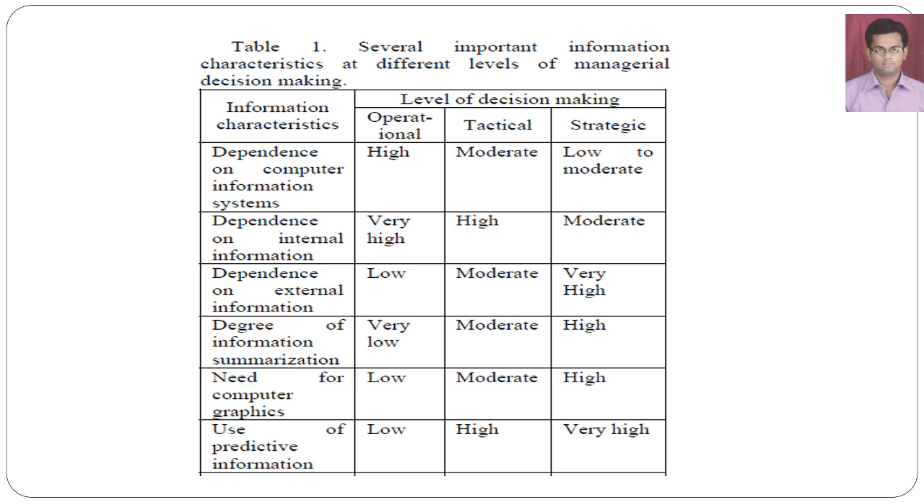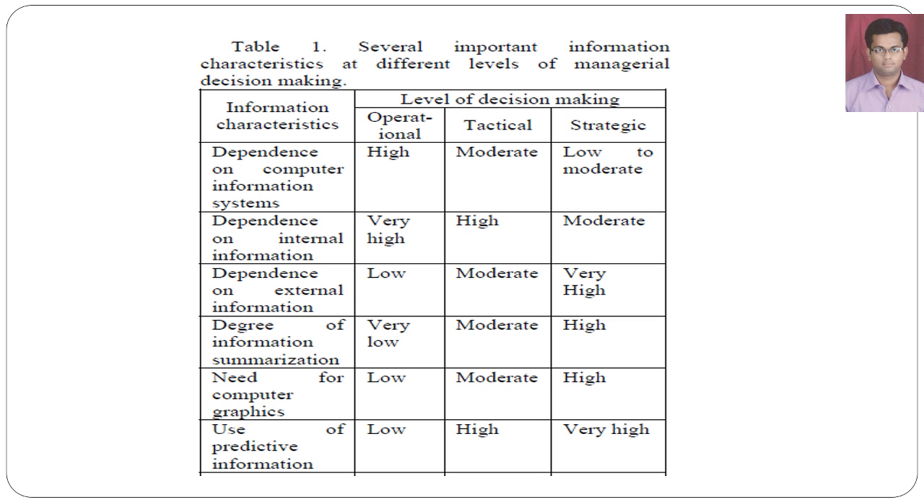Dependence on internal information. If this particular information characteristic is understood, then the level of decision making with respect to this information characteristic can be very high at operational level, high at tactical level, moderate at strategic level. If we consider the next aspect, the last one particularly, use of predictive information.